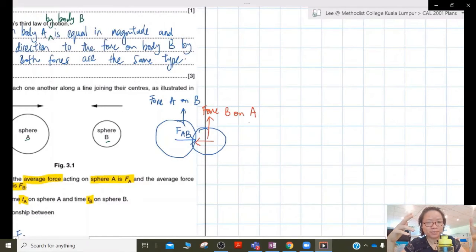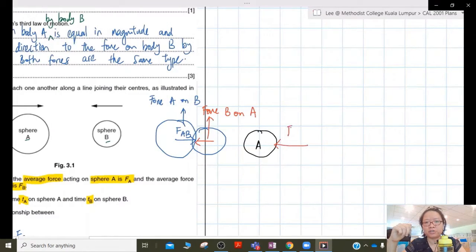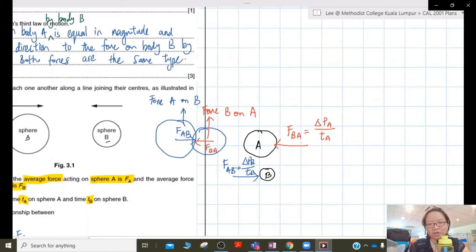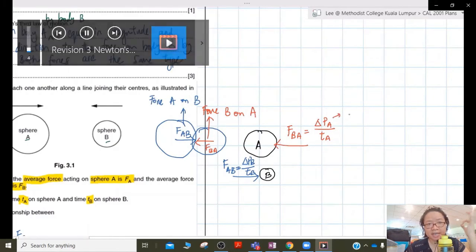This force, of course, is a normal force, so it's the same type, equal magnitude, opposite direction. So if you separate out A and B, A will have a force from B. You can take the change in momentum of A divided by TA. This is what I mean by you can find the force if you have the time taken, or the contact time. Same thing with B. B will experience a force in the opposite direction.